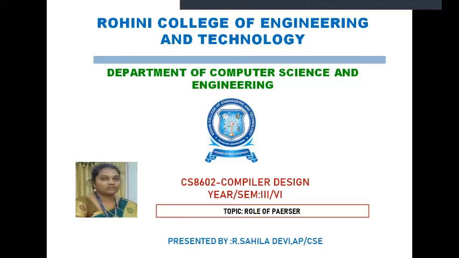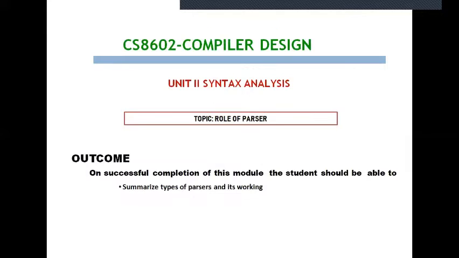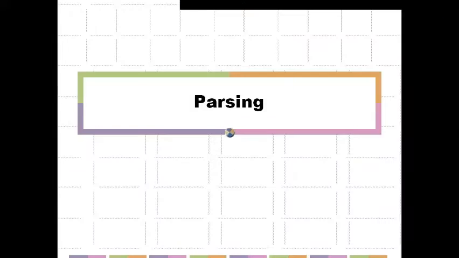Today we are going to discuss the subject CS8602 Compiler Design. In Compiler Design, Unit 2 is Syntax Analysis. In this unit, we are going to discuss the role of the parser. The outcome is, on successful completion of this module, the student should be able to summarize the types of parsers and their workings. In compiler design, we are going to discuss parsing.